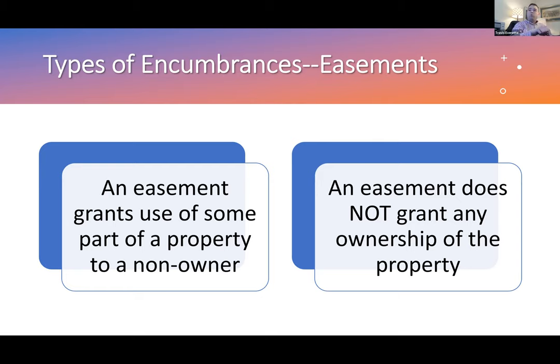No, 127 would not be servient. Again, you're focusing on the creation of the easement. Stop it. Focus on once the easement exists, which lot is doing the work on behalf of the other lot. Once this easement would be created, which lot would be working for the other lot? Which one would be taking advantage of it? 145 would be servient, 127 would be dominant.